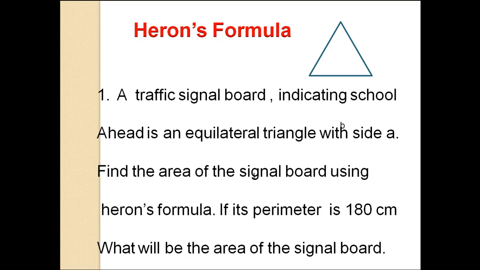Coming to the second question. A traffic signal board indicating school ahead is an equilateral triangle with side a. Find the area of the signal board using Heron's formula. If its perimeter is 180 cm, what will be the area of the signal board?